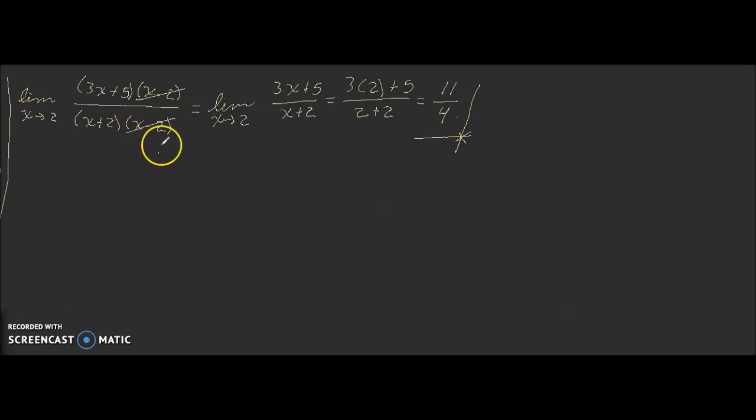So we conclude that the limit as x approaches 2 of the function 3x squared minus x minus 10 divided by x squared minus 4 is equal to 11/4. And this value was obtained by factorization of the numerator and denominator of the function.